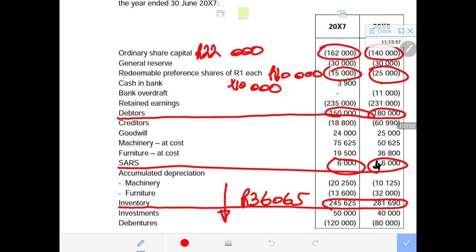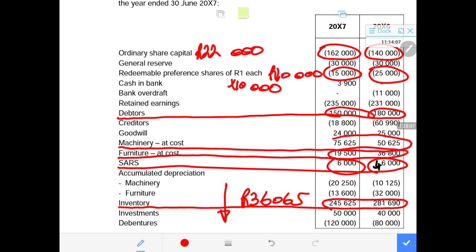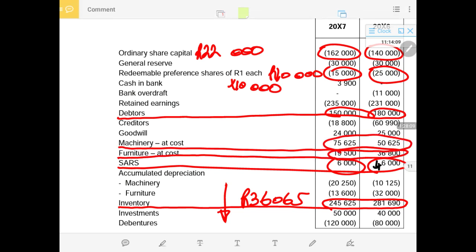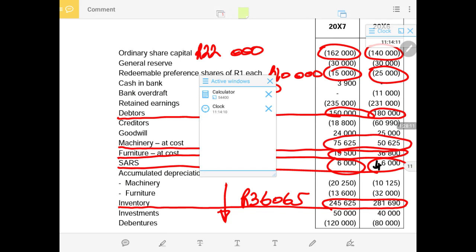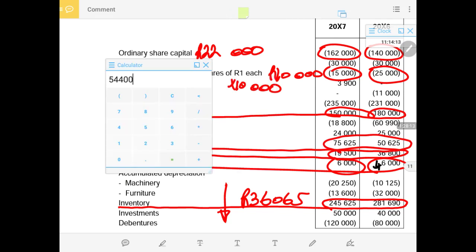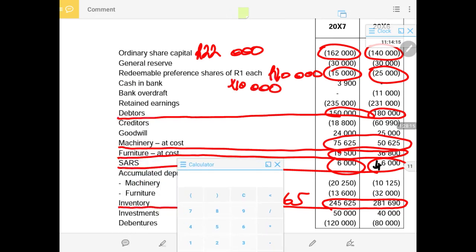We have accounted for furniture, disposal. With that, it's only machinery that we must talk about now. There was no adjustment regarding machinery. And if there's no adjustment, you look at the difference of the previous year and current year, then you will know what had taken place.